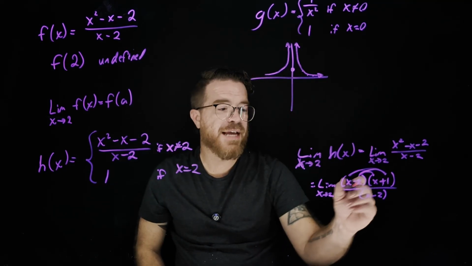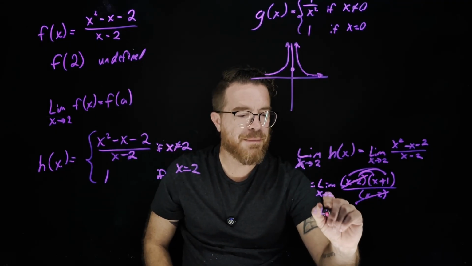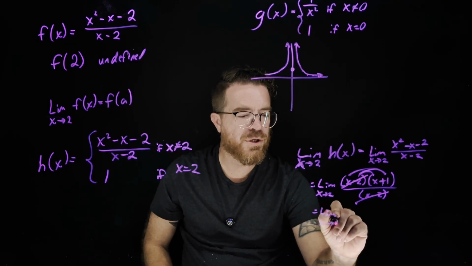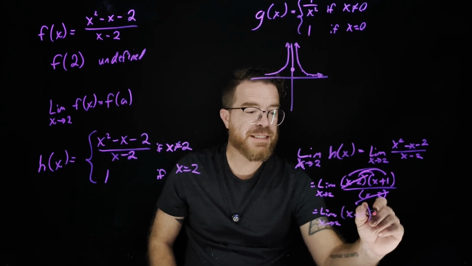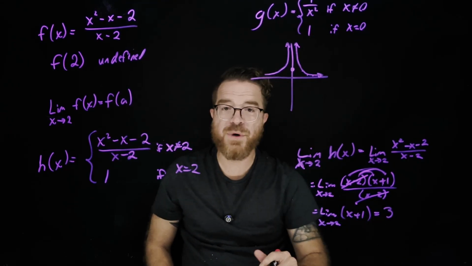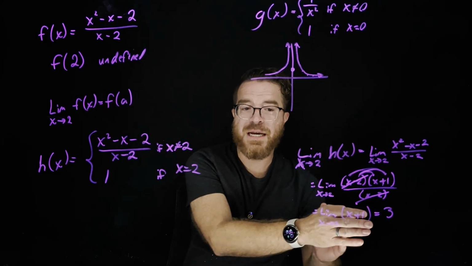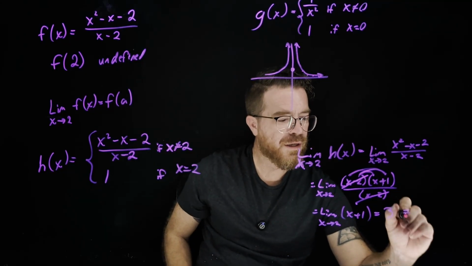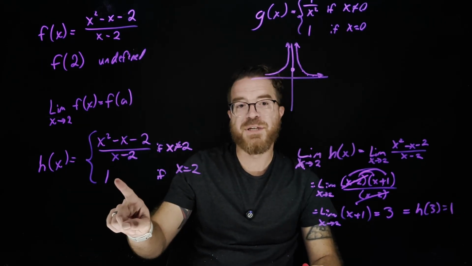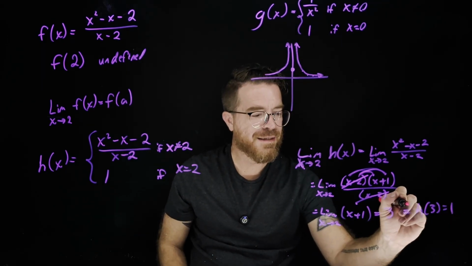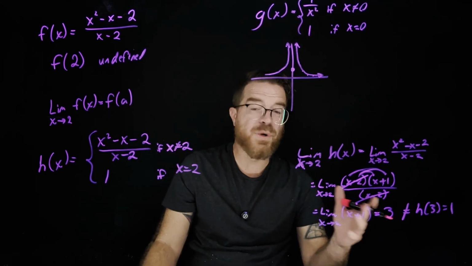So now I'm just going to cancel out these x minus 2's, and I'm going to have the limit as x approaches 2 of x plus 1, which means that if I plug this in, I'm going to get a limit of 3. So my limit as x approaches 2 is going to be equal to 3. But my function, h of 2, is equal to 1 according to this piecewise function, which is not equal. So therefore, we have a discontinuity at 2, because 3 does not equal 1.